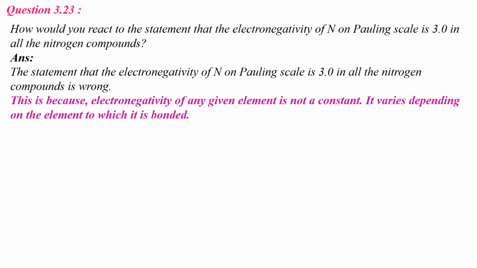So the statement that the electronegativity of nitrogen on Pauling scale is 3 in all the nitrogen compounds is wrong. Even if it is not Pauling scale, if they are given Mulliken-Jaffe scale instead or Allred-Rochow scale, even then the statement would stand wrong because the value of electronegativity is not a constant. It varies according to the element to which nitrogen is bonded.